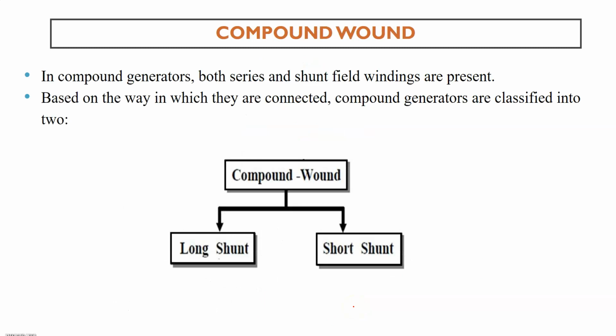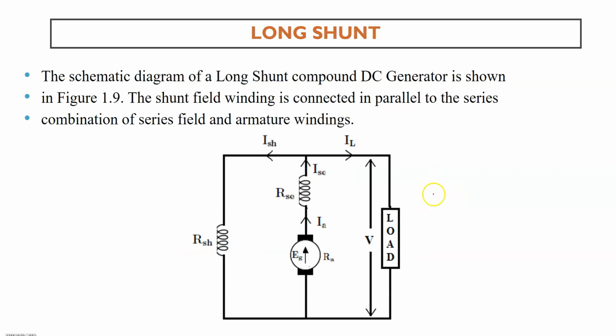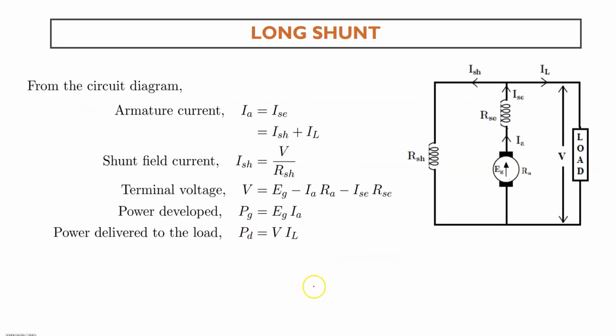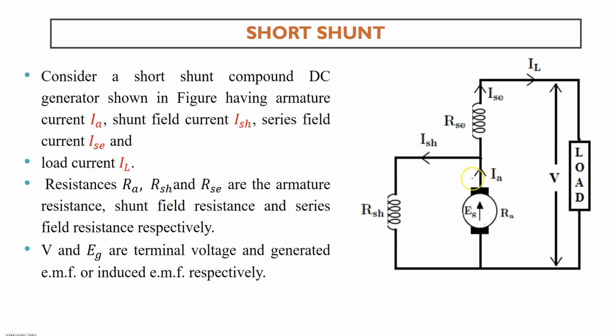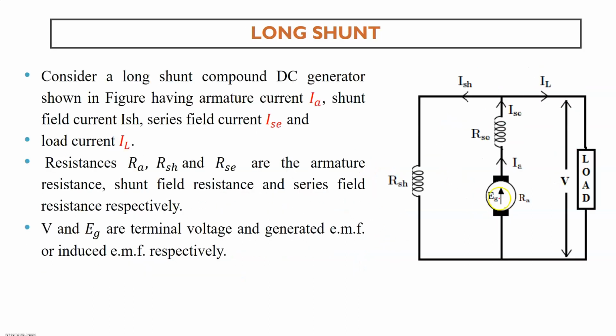Next is the compound wound generator. In compound wound generators, both series winding and shunt winding are there. Based on the way in which they are connected, compound generators are classified into long shunt and short shunt generators. This is the long shunt generator. Long shunt means the shunt is long. This is the short shunt generator. Short shunt means the shunt is short.